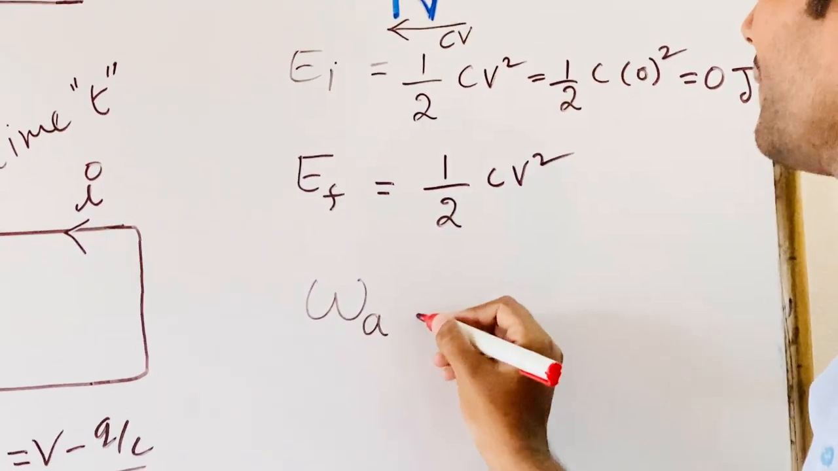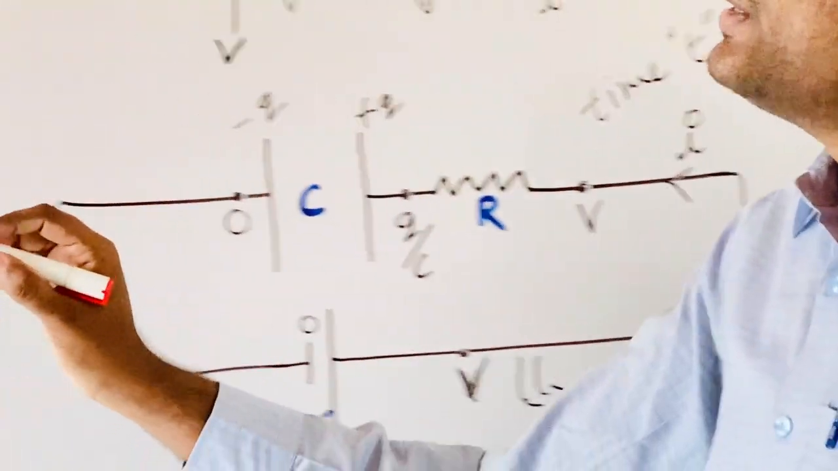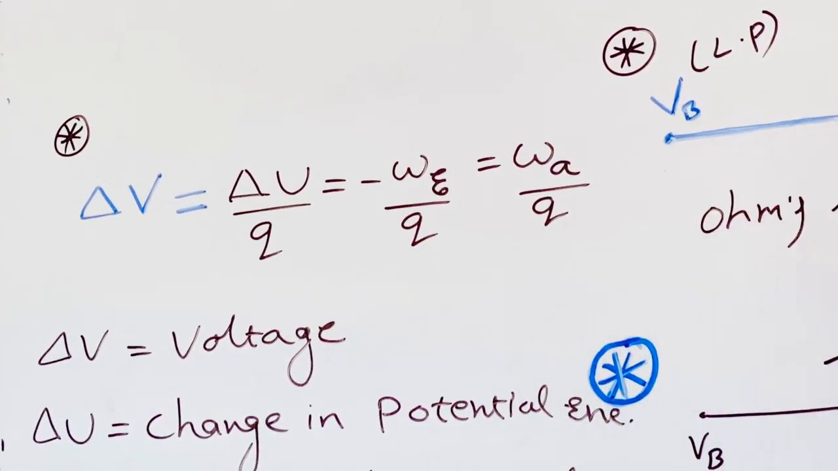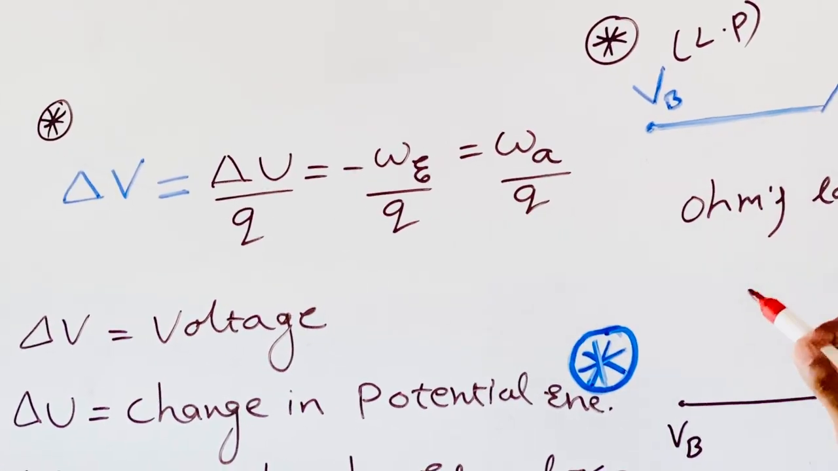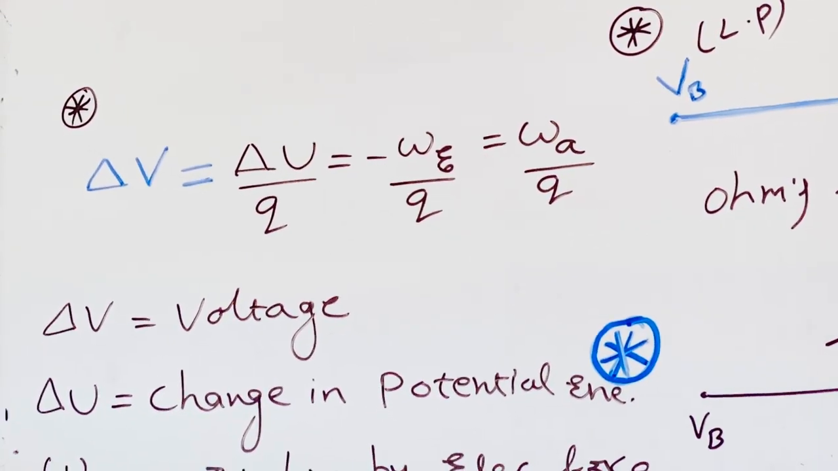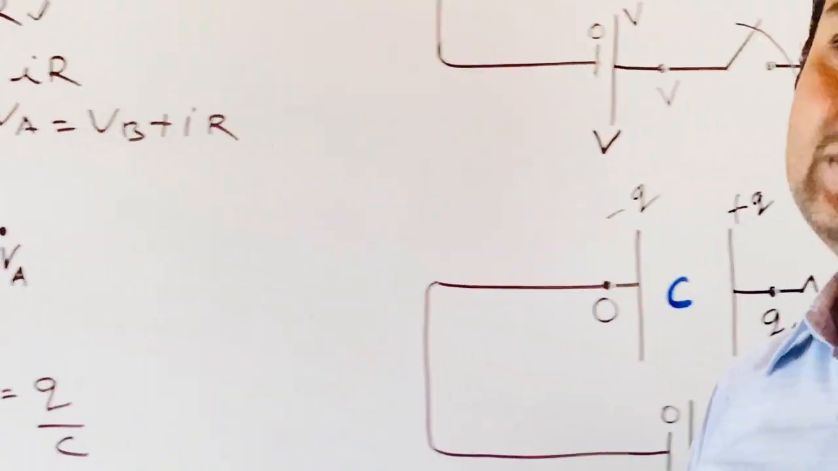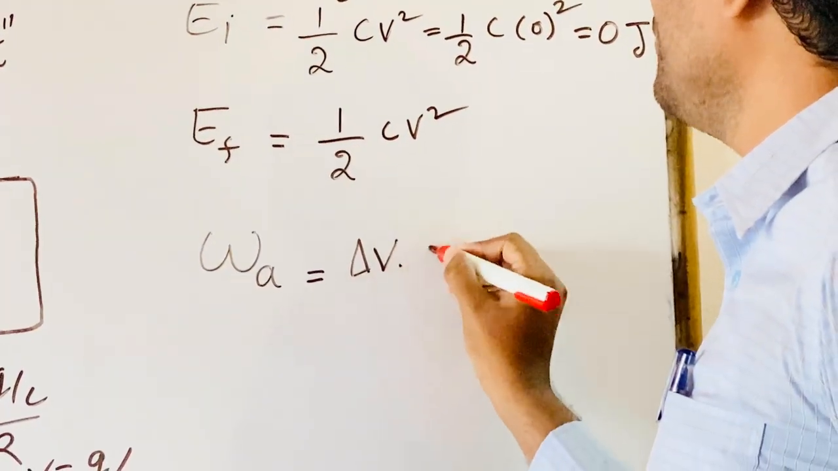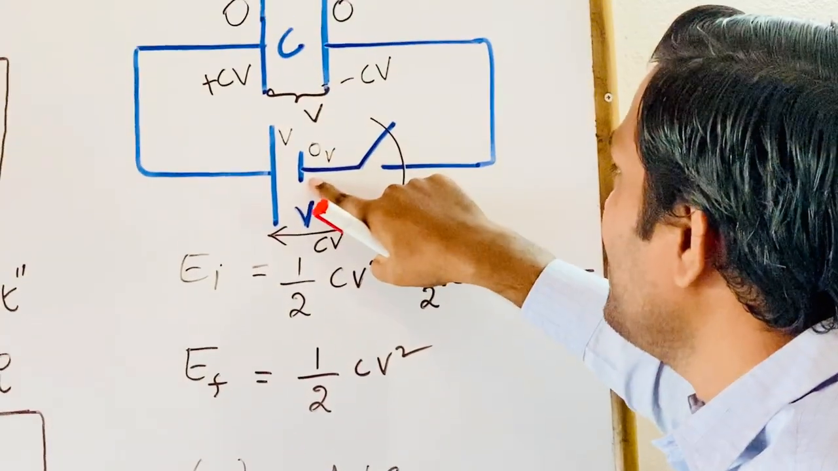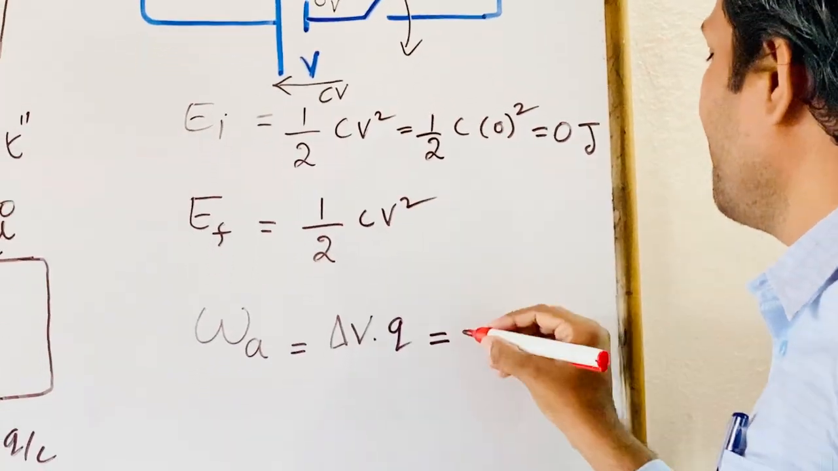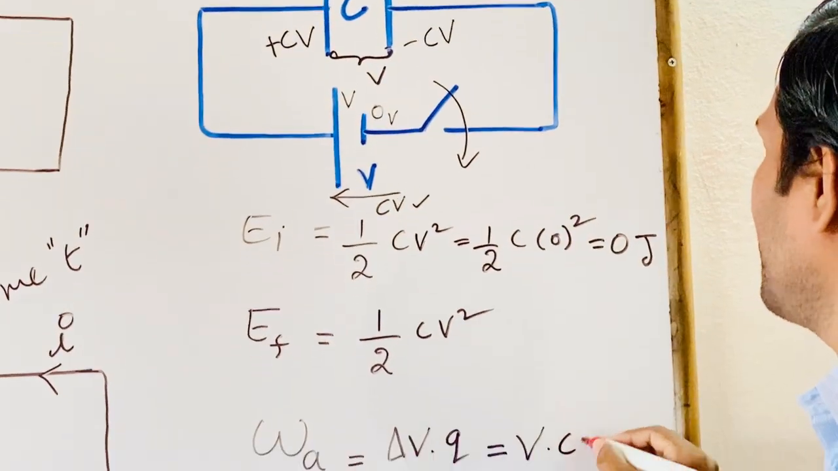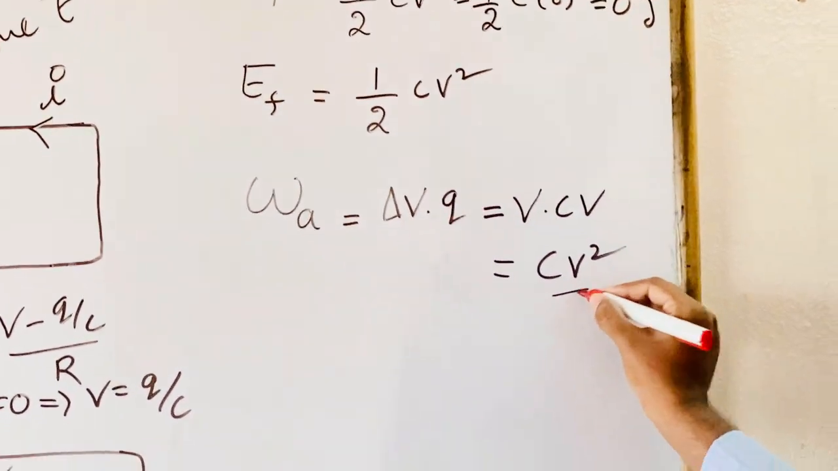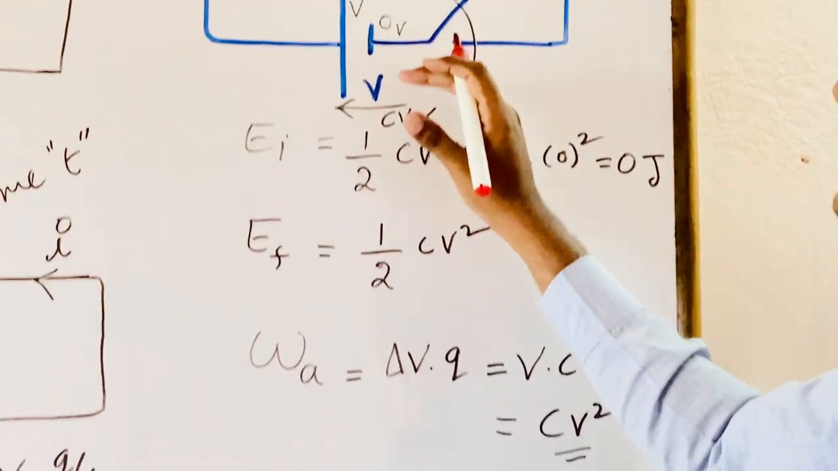This is only the WA that we labeled earlier, when I mentioned the work done by the applied force. In our case, the work done by the applied force is due to the battery. The battery is doing some work in order to give some energy to the charge flowing through it. Now utilize that formula. WA is equal to delta V into Q. What is delta V? VI is 0, VF is V, so VF minus VI becomes V. The amount of charge passing here is CV. So totally it will become CV square. So the battery has given CV square amount of energy to the charge flowing through it.